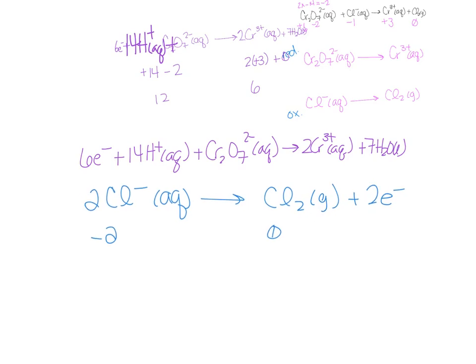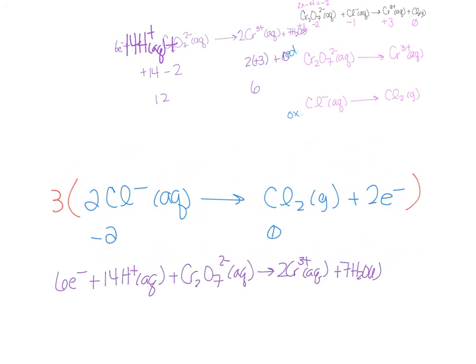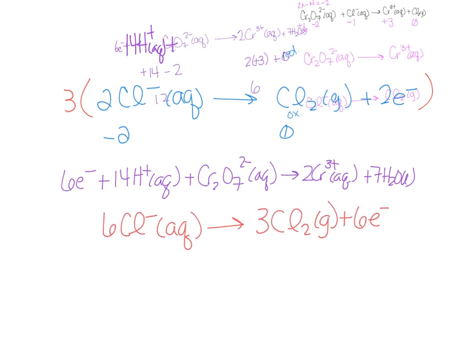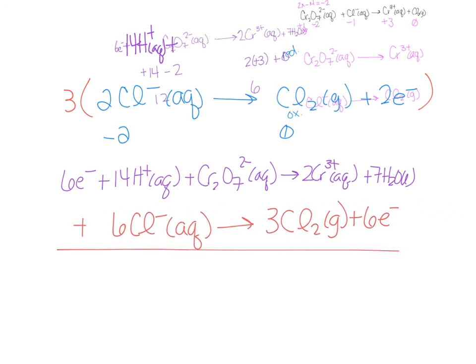So the next step would be what? Add them up. No, I can't add them up. You have to at least line them up. Multiply to make sure my electrons are going to cancel. So I'm going to have to multiply this one by 3. This one doesn't change. And then my next one is going to be 6Cl minus aqueous yields 3Cl2 gas plus 6 electrons. And now you have to add them up. When you add them, you end up with 6 electrons plus 14H plus.